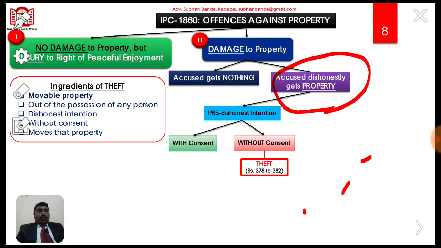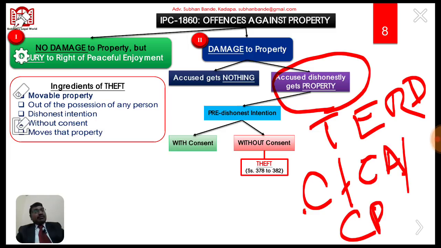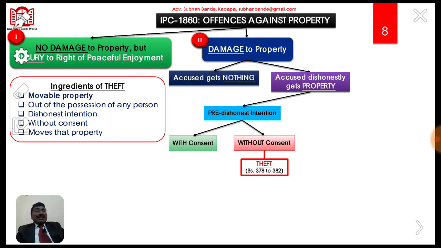Now, just now I said theft, extortion, robbery, dacoity, cheating, criminal misappropriation, criminal breach of trust. These are the offences that come under the category where the accused dishonestly gets the property. It causes damage to the actual owner or the person in whose lawful custody the property is possessed. Now, let us discuss the first one under this subcategory, that is theft. Sections 378 to 382, these provisions are related to theft.